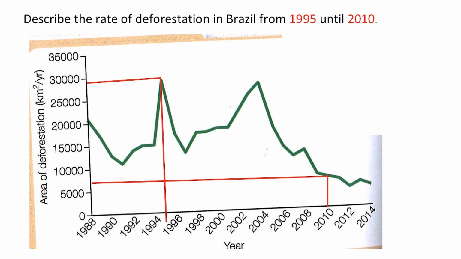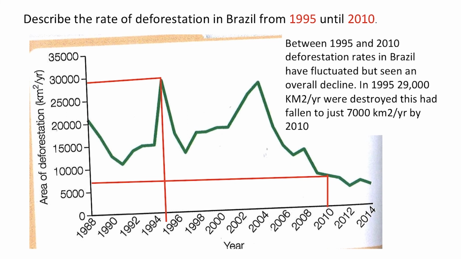It is totally acceptable for you to draw, like I have, on your exam graph. So I've drawn a line from 1995 up to that top peak, and I can see that the level was about 29,000 kilometres squared per year. By 2010, the number had reached approximately 7,000 kilometres squared per year. This is an overall decrease in deforestation. Let's take a look at a good response.